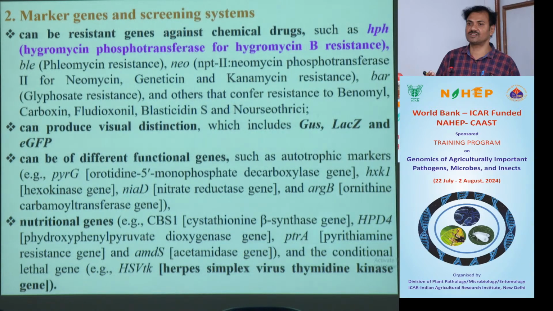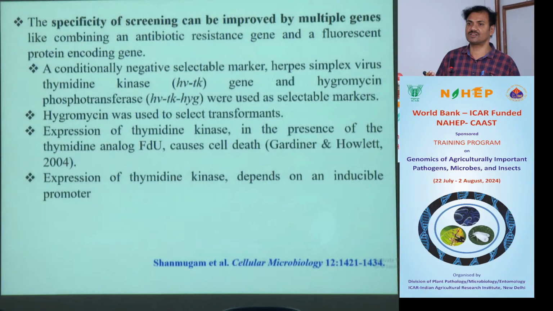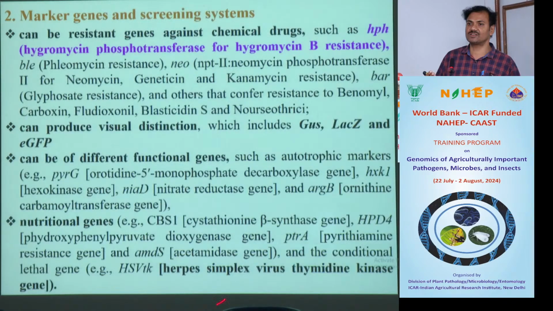Besides that, you can also use visual distinction markers, GFP proteins, GUS markers, and then there are some nutritional genes also, as I have shown here. In our lab, we use this herpes simplex virus thymidine kinase. So what does this mean? It's a negative selection marker.